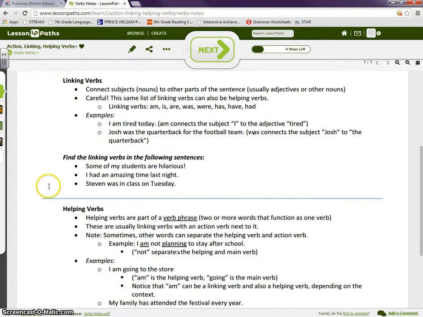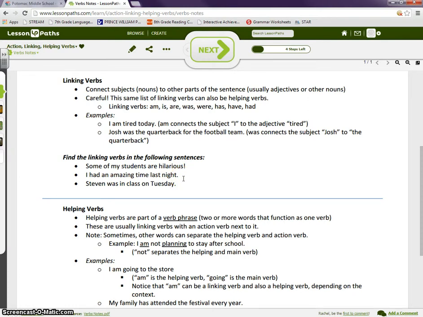Now let's take a look at the examples. Find the linking verbs in the following sentences. The first one, some of my students are hilarious. Are is the linking verb. You're connecting students to hilarious. It's describing.